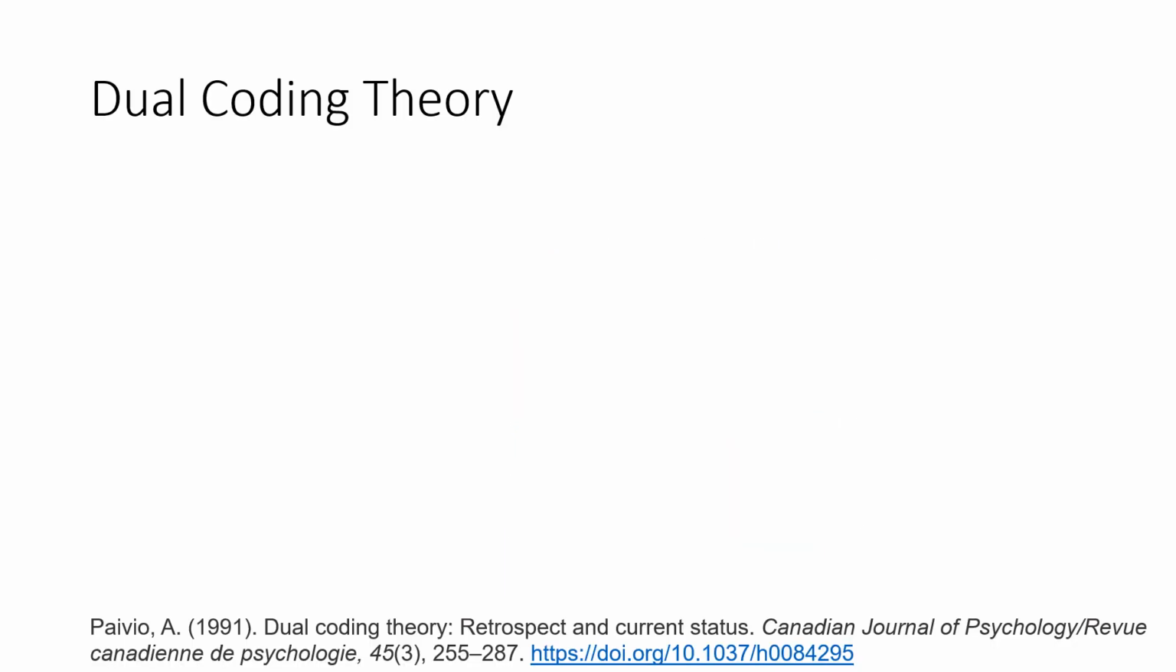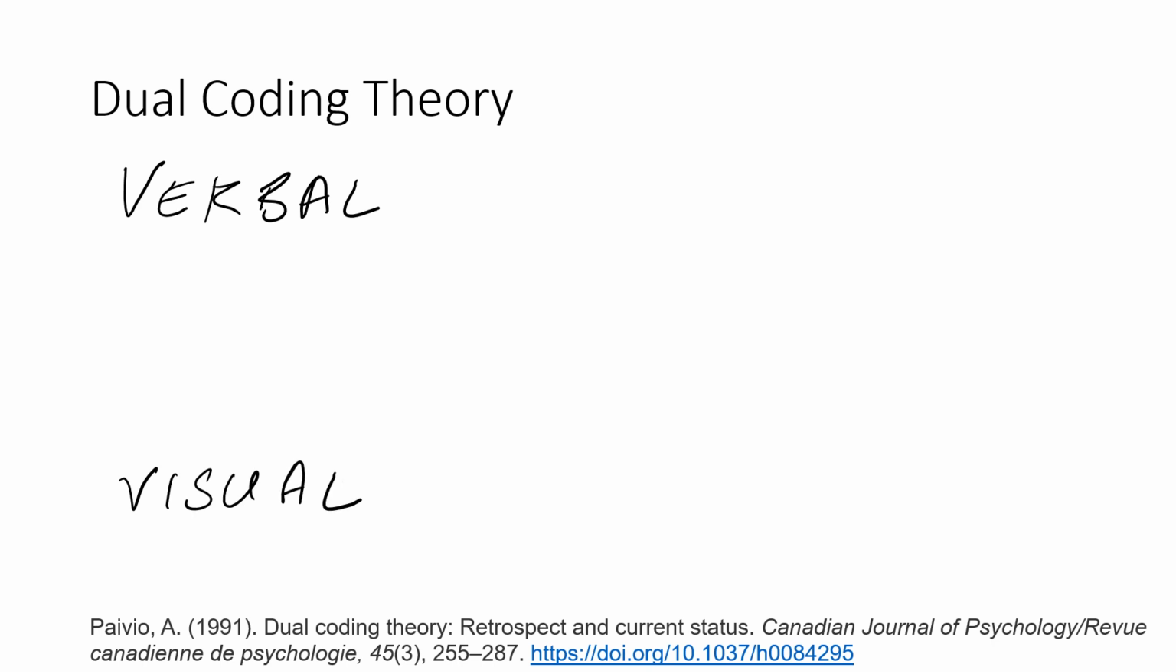We just saw that our working memory has very limited bandwidth. There is good news though. It actually has two channels, and this is a theory proposed by Paivio, called the dual coding theory or the dual channel theory. We have the verbal channel and we have the visual or the symbolic channel.